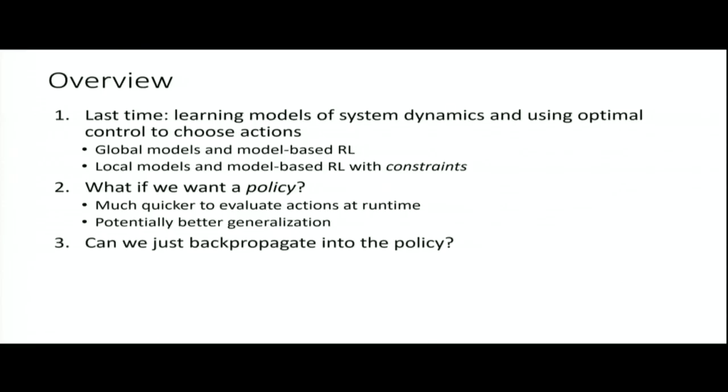So one of the things we talked about last time is, well, can we just backpropagate into the policy? Can we build a computation graph that has our model in that computation graph, push gradients through that graph, and actually compute the derivative of the reward with respect to the policy parameters? And we talked about how there are a few disadvantages to that. We'll cover those in more detail today, and then we'll talk about how to address those disadvantages.